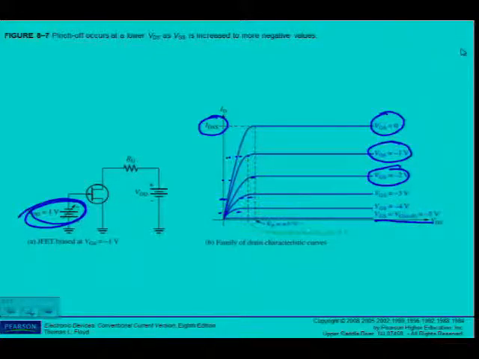Alright, what I want to point out here as well, let's just read here. As VGS is set to increasingly more negative values by adjusting VGG, a family of drain characteristic curves is produced as shown in figure 8.7b. Notice that ID decreases as the magnitude of VGS increases to larger negative values because of the narrowing of the channel. Also notice that for each increase in VGS, the JFET reaches pinch off where constant current begins at values of VDS less than V pinch off.